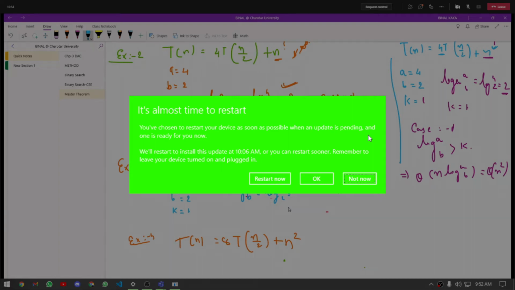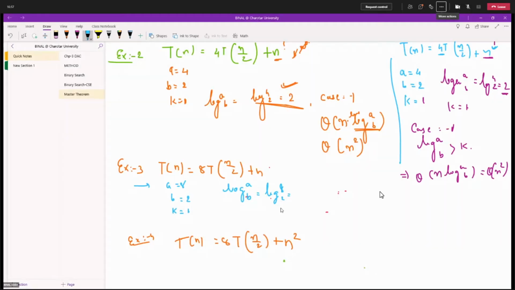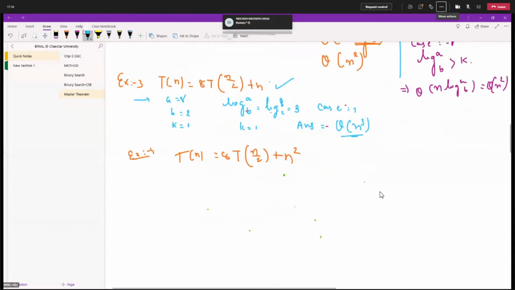3. Yes. You didn't know why 3, right, 127? Okay. Now which case is satisfied over here? Case 1. Again, case 1. So what is the answer? Our complexity is theta n raised to log A base B, and log A base B is 3, so that is n cube. The complexity for this function is theta n cube. Understand or not? Yes, ma'am. Okay. Next example.